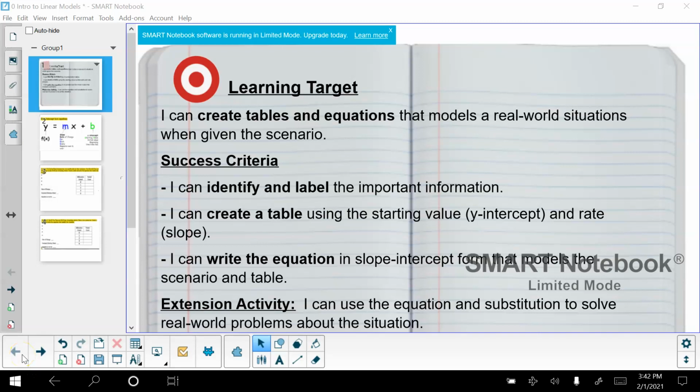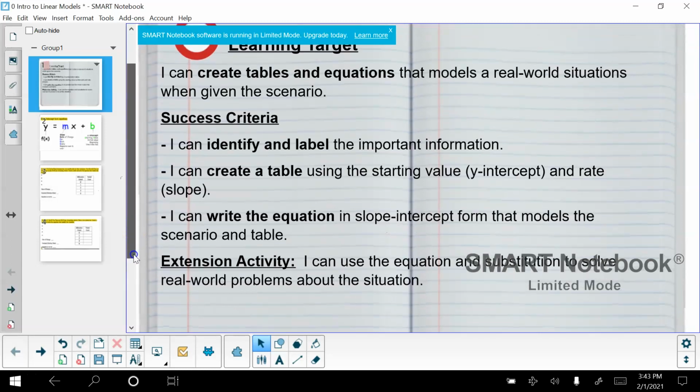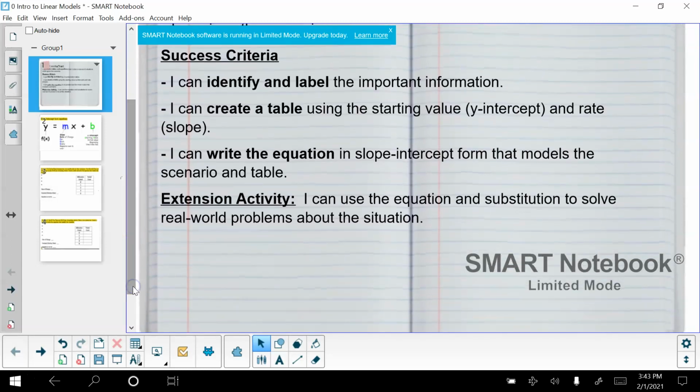Hello, this is our first lesson on linear models. In this lesson, we will be using real-world situations to not only write an equation, but also create a table. So our learning target is: I can create tables and equations that model a real-world situation when given the scenario. And our success criteria is: I can identify and label important information.